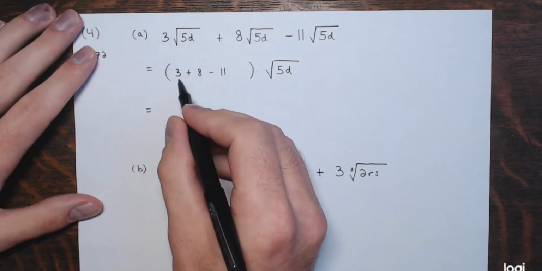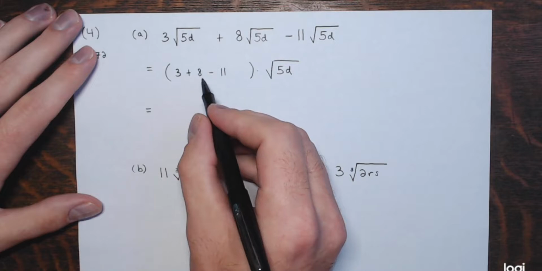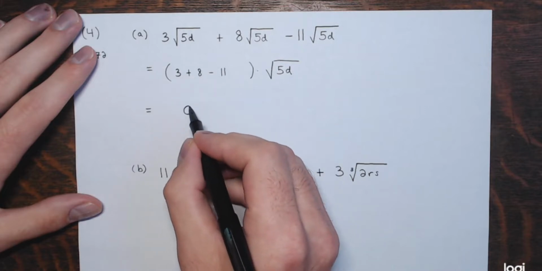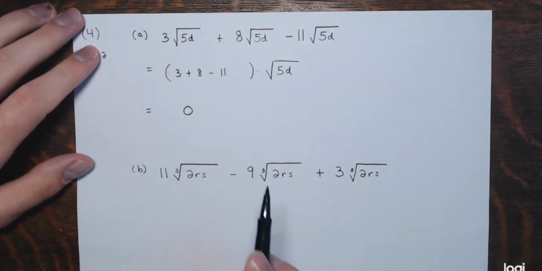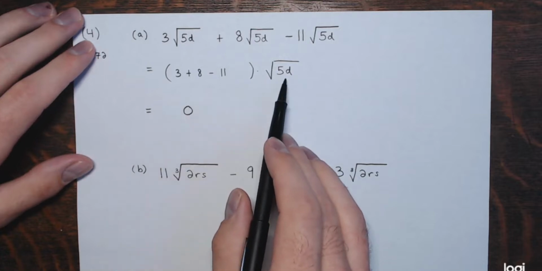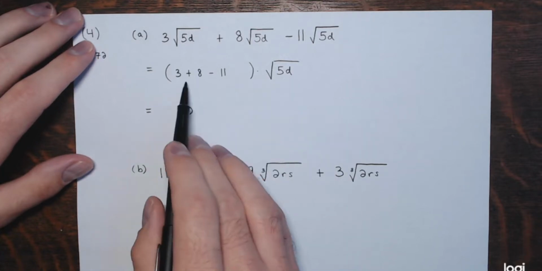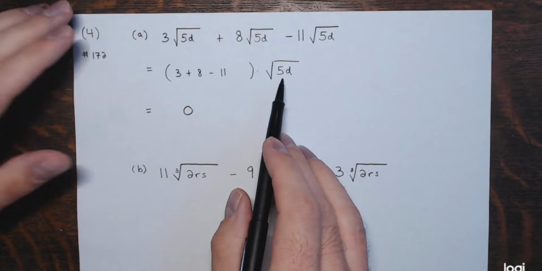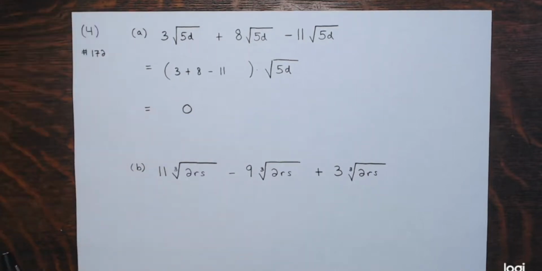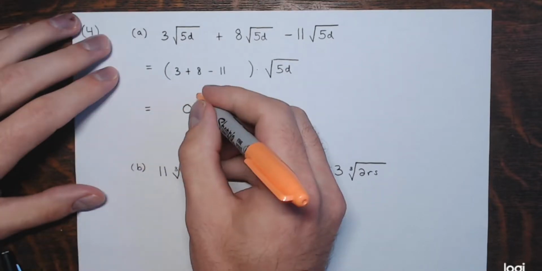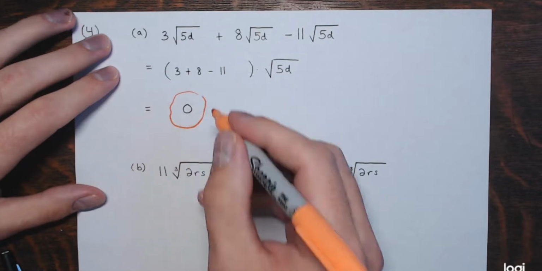But 3 plus 8 minus 11 is just 0. So you'd have 0 times the square root of 5d, but remember 0 times anything is just 0, so this results in just simplifying to the number 0. Okay?